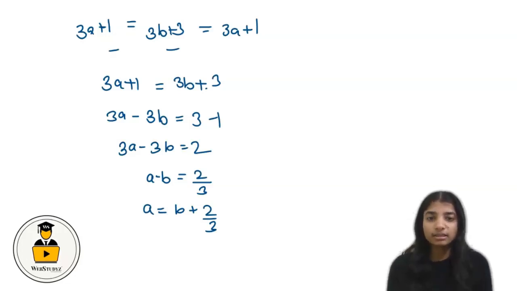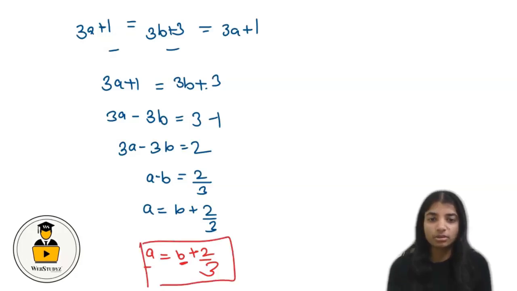Thus for any value of b, we can find the value of a. So a equals b plus 2 divided by 3. Whenever we put a value of b, we get the value of a. So this is the answer to the given question. Students, in order to solve this problem, we use the basic concept of continuity. I hope you understood the concept well.